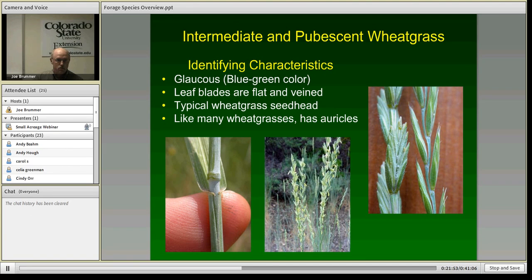The seed head is typical of many wheatgrasses. It has florets that form on alternating sides of the stem. It's very diagnostic of wheatgrasses. And one of the other diagnostic characteristics is that most of the wheatgrasses will have what we call auricles, and they're just little short extensions of the leaf that clasp around the stem where the leaf blade joins the stem. So that's another diagnostic characteristic to look for.